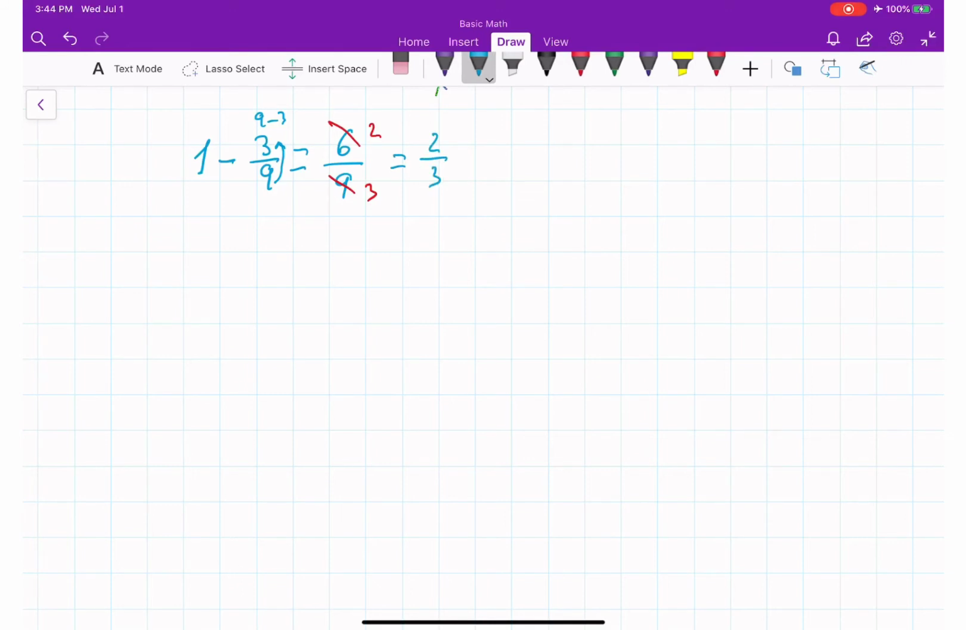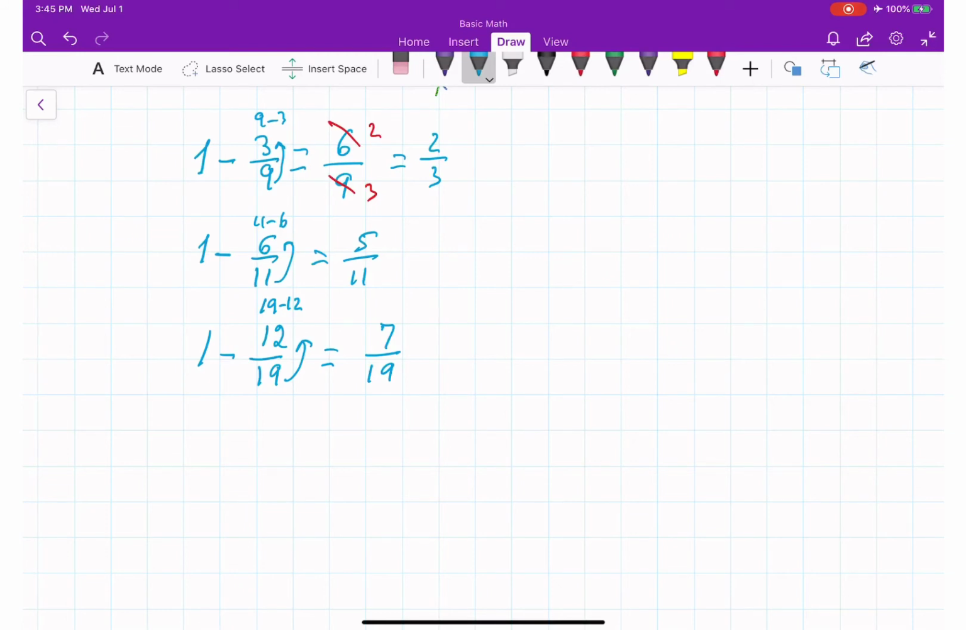Another one. 1 minus, let's say, 6 over 11. 11 minus 6. It's equal 5 over 11. Okay? 1 minus 12 over 19. 19 minus 12. 7 over 19. Okay?